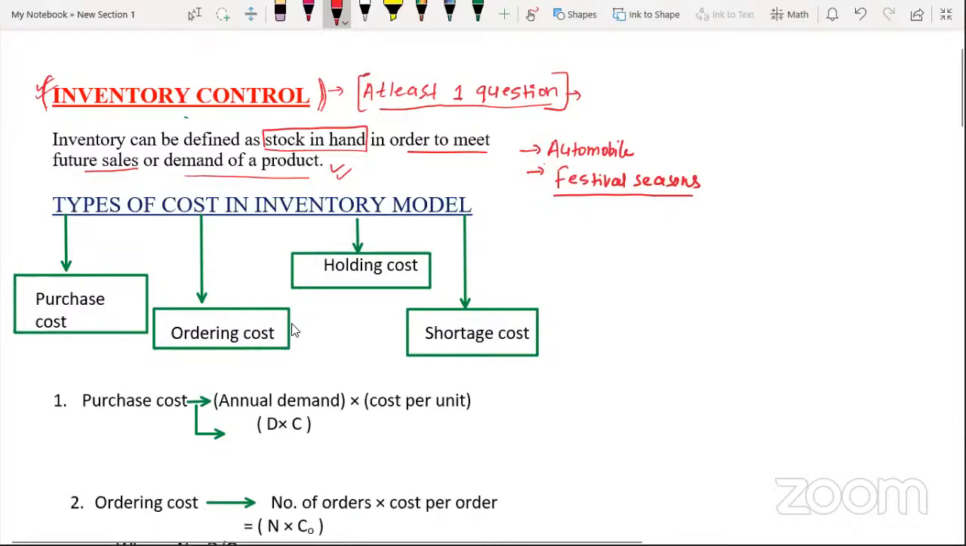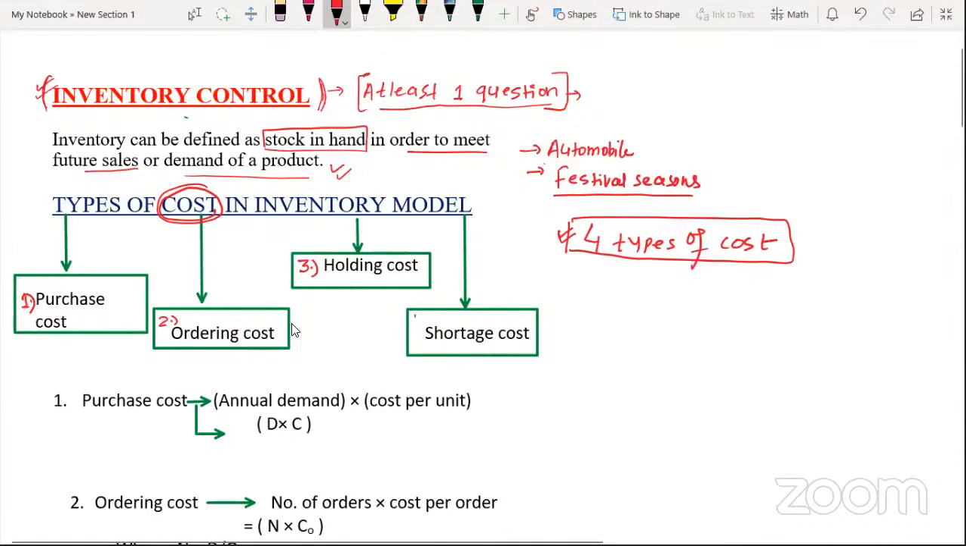So inventory has 4 different types of cost involved in it. Very important, the whole chapter is based on types of cost. Here I have written types of cost in inventory model. The first one is purchase cost, the second one is ordering cost, the third one is holding cost, and the last one is shortage cost.